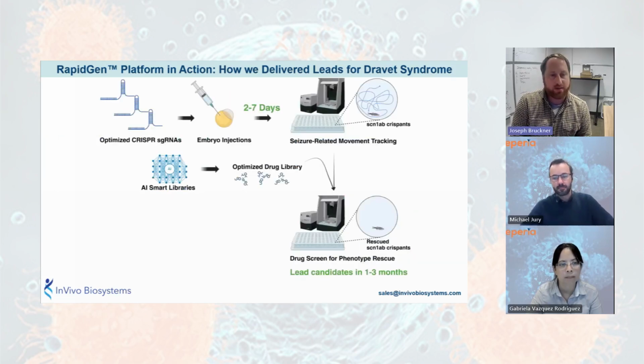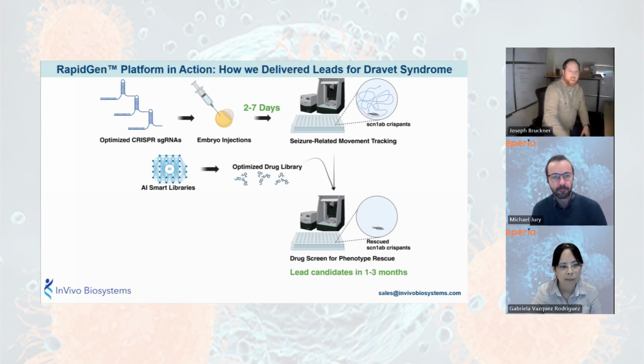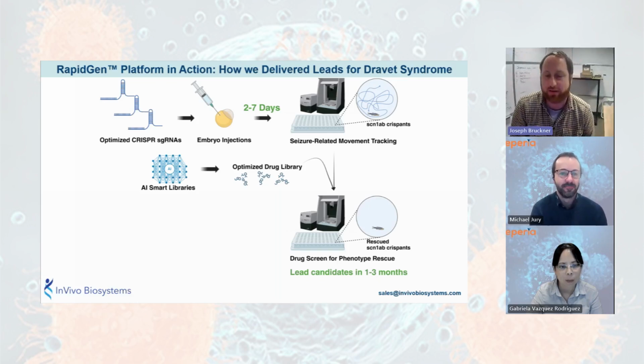So in this case, we optimized CRISPR reagents to target the genetic disorder that our partner was interested in. I'll tell you a little bit more about that approach in a second. Injected single cell embryos, and then within a week, we're doing movement analysis on those F0 animals, and here we were tracking movement that is specifically related to seizures, because the client was interested in modeling a seizure disorder called Dravet syndrome. We then applied drugs to this model, after having confirmed the seizure-related movement phenotype. And assayed whether their proprietary compounds were able to restore this seizure-related phenotype in the genetic model that we created.